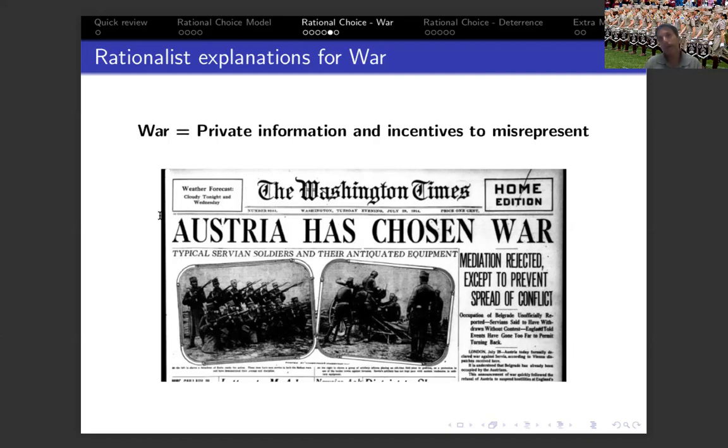So in this case, actors had the incentives to misrepresent their private information, and therefore they risked inefficient war, all while trying to get a better bargain in this crisis in the summer of 1914. So this is just one example of this explanation.